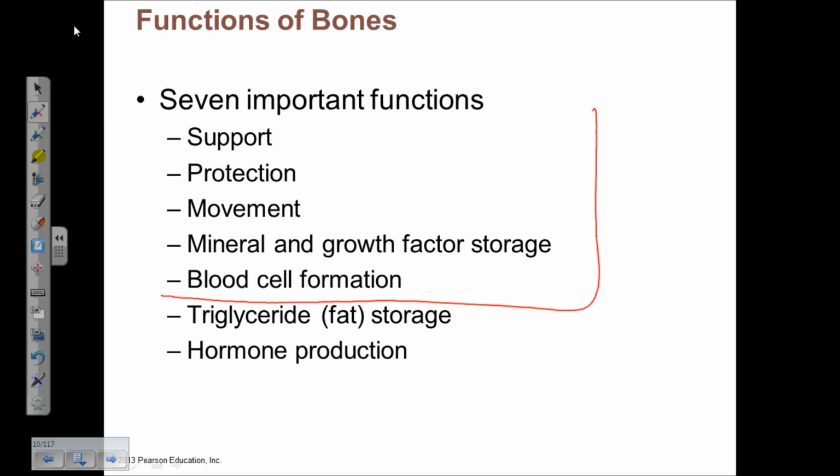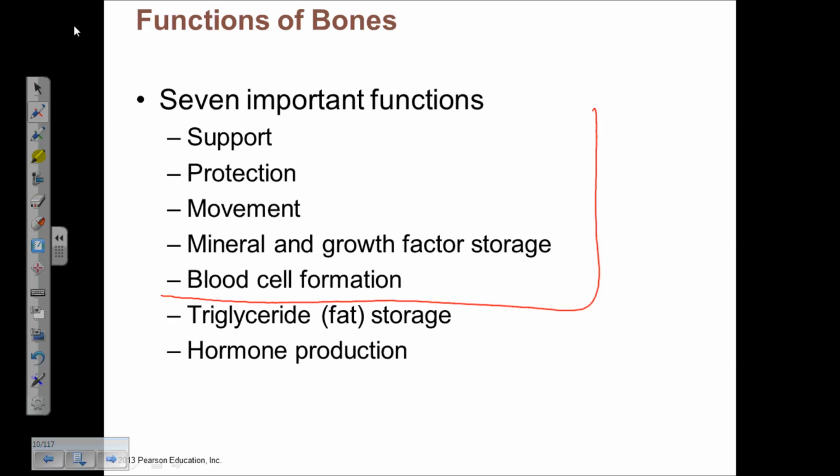Bone provides us with the storage for calcium, and also it stores certain growth factors. Why do we need calcium? We didn't learn that yet. Muscle contraction. Calcium is absolutely critical for proper work of the muscles. It is absolutely necessary for blood coagulation and multiple other functions.